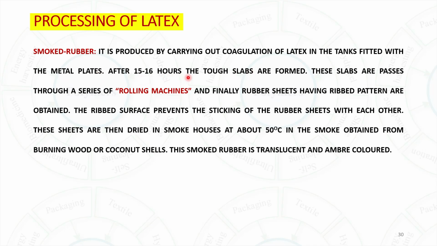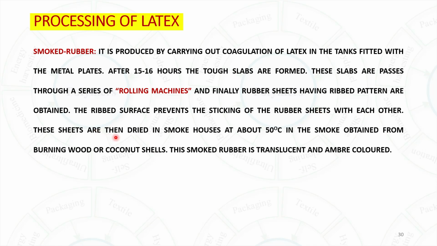After 15-16 hours, the tough slabs are formed. After this process, very tough slabs of rubber are formed. These slabs are passed through a series of rolling machines, like you did in the calendering process, and finally rubber sheets having a ribbed pattern are obtained. See, this ribbed pattern is very important. When you stack the rubber sheets, this ribbed pattern will prevent the rubber sheets from sticking to each other. So you see here, the ribbed surface prevents the sticking of the rubber sheets with each other.